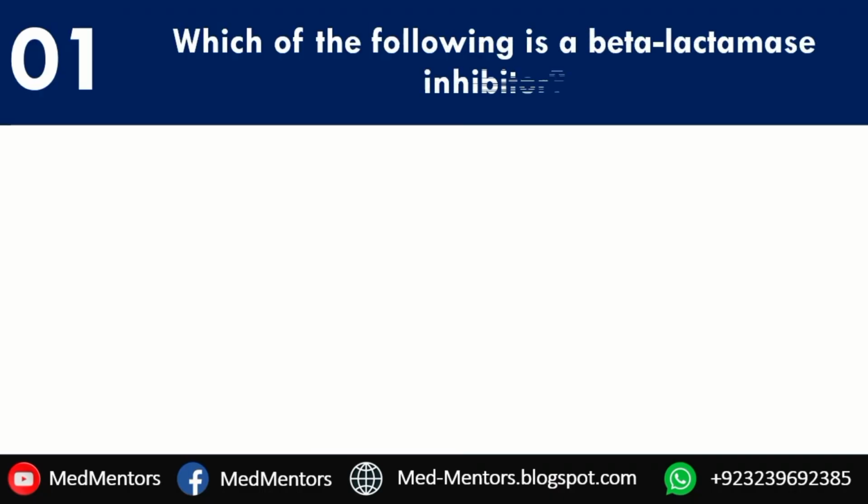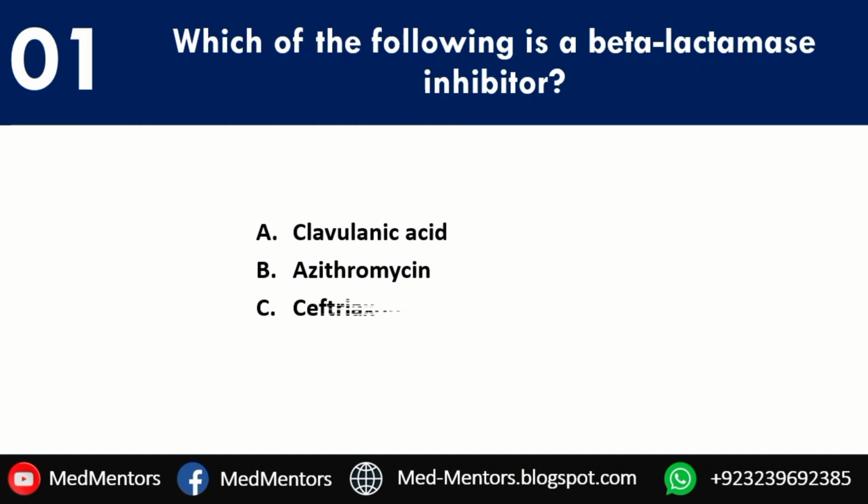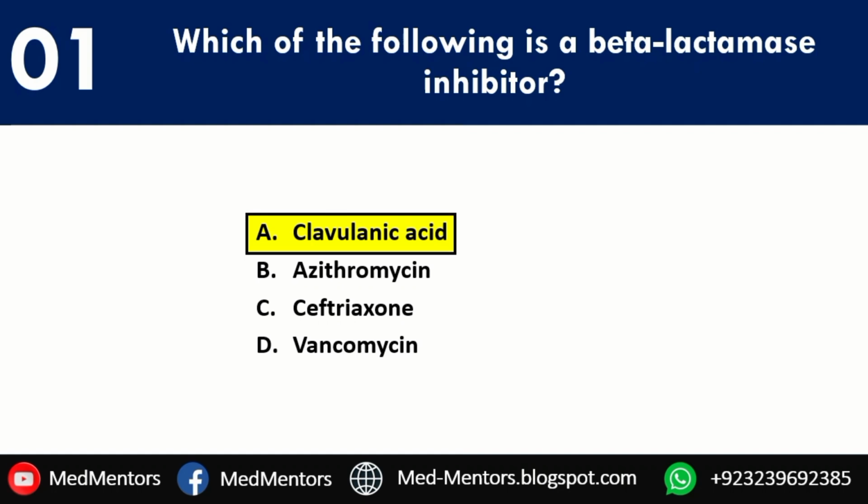Number 1. Which of the following is a beta-lactamase inhibitor? Option A. Clavulanic acid. Option B. Azithromycin. Option C. Ceftriaxone. And option D. Vancomycin. Correct answer is clavulanic acid. Clavulanic acid is combined with beta-lactam antibiotics like amoxicillin to inhibit beta-lactamase enzymes produced by resistant bacteria.